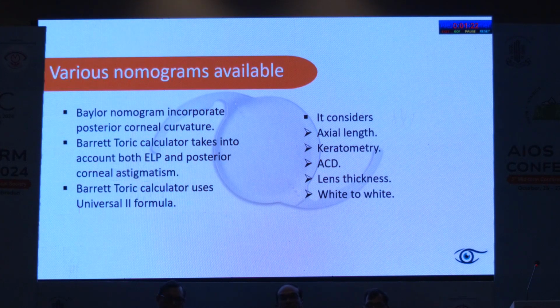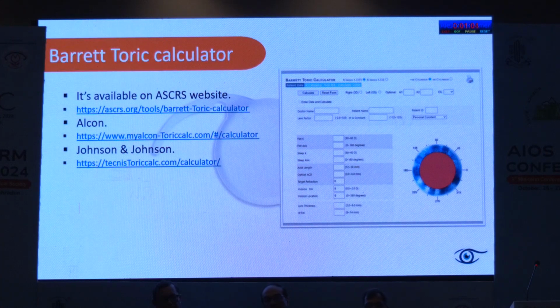So basically, the Barrett toric calculator is what everybody needs to know now, and it uses a universal 2 formula. I think Dr. Richa has also spoken about this. It considers axial length, keratometry, ACD, lens thickness, and white to white. Also, it is freely available on the ASCRS website, where we can just go and fill in the patient's data, the steep and the flat axis, and we can get our axis of alignment.